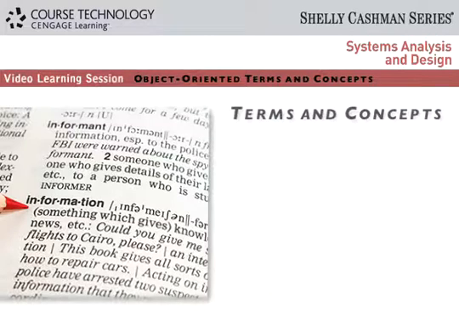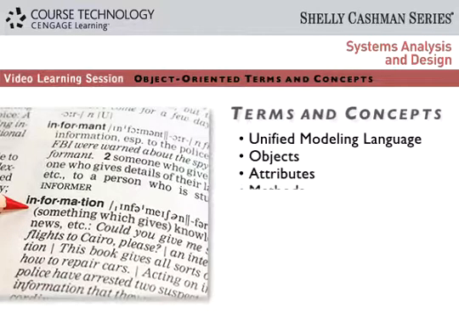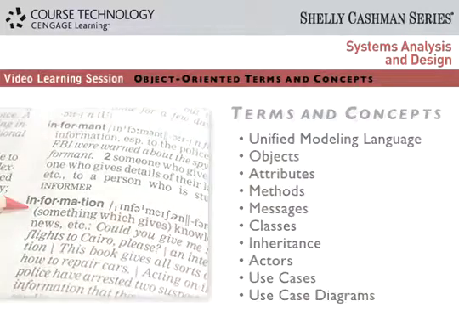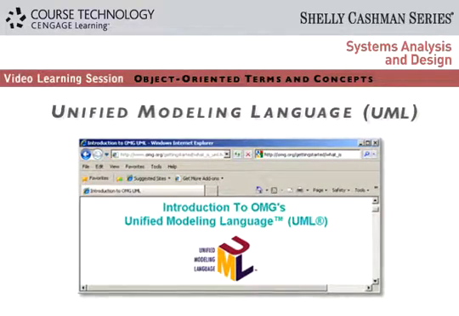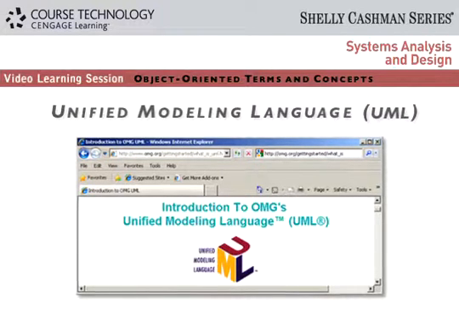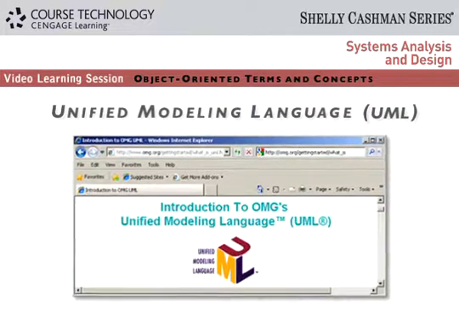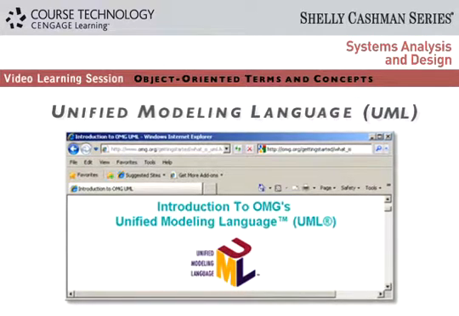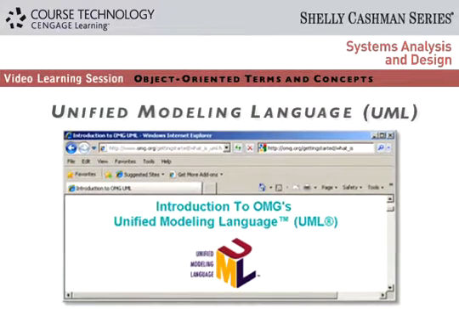Let's start with some object-oriented terms, including unified modeling language, objects, attributes, methods, messages, classes, inheritance, actors, use cases, use case diagrams. You won't need to memorize the terms, you'll learn them from the examples we'll show. You can use the Unified Modeling Language, or UML for short, to create object diagrams. The UML is a general-purpose tool and is not tied to any specific programming language or technique. Your textbook uses many UML terms, concepts, and symbols.